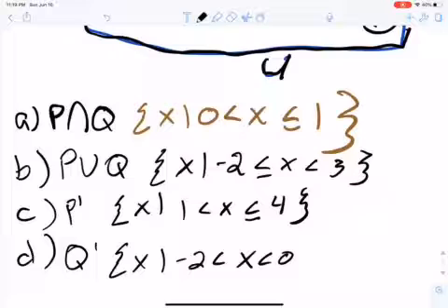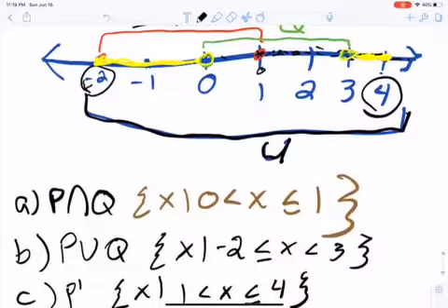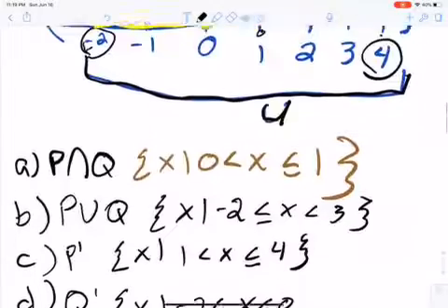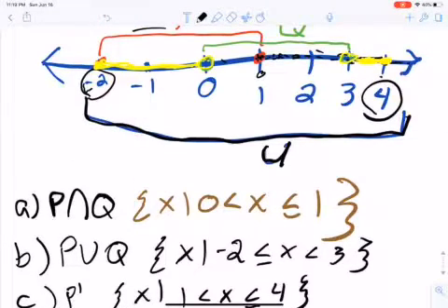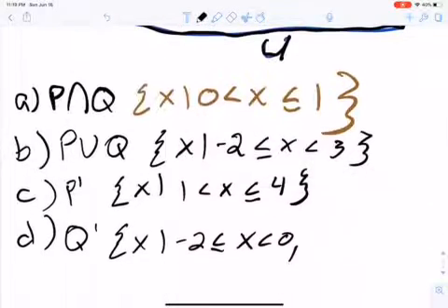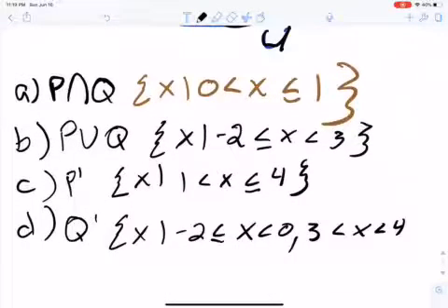Sorry, I'm just looking at the book real quick. They're just going to put a comma in between. So we want to include negative 2 but not include 0. And then we have to write this other interval, which goes from 3 to 4. So 3 less than x less than 4. We include the 4, we don't include the 3, so put a bracket here.